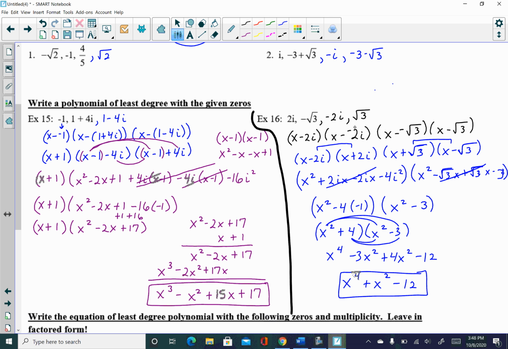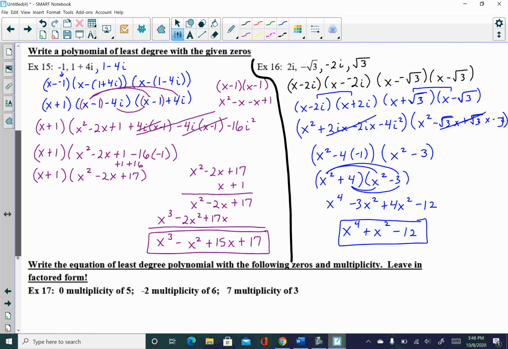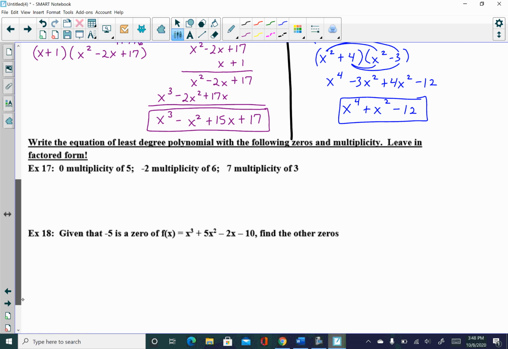And if you were to work backwards now, you would find that you cross the x-axis at positive and negative square root of 3, and then you've got two other imaginary zeros at your plus or minus 2i. All right, we'll scoot on down then just below that.